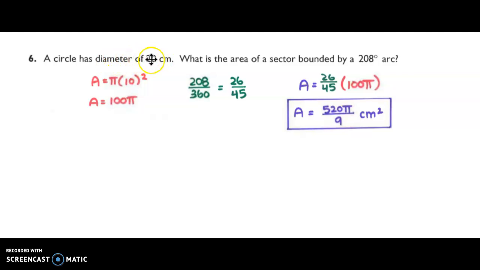Diameter is 20, that means the radius is half of it. So some students will rush the work and use 20 as the radius. Be careful, all right? And so here we're going to leave the area as 100 pi, and then 208 divided by 360 is 26 over 45. You want to make sure you use a fraction. Don't use decimals here, okay? And again, this is what's called an exact answer. You're not rounding. This is an exact answer using pi and a fraction, a simplified fraction at that.